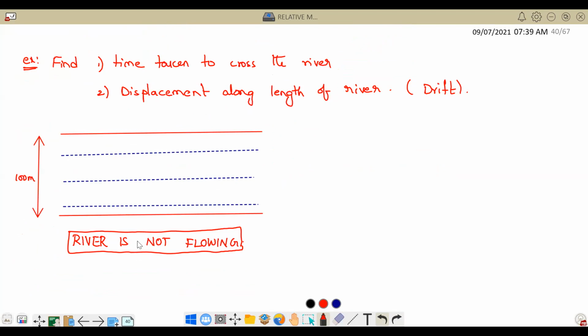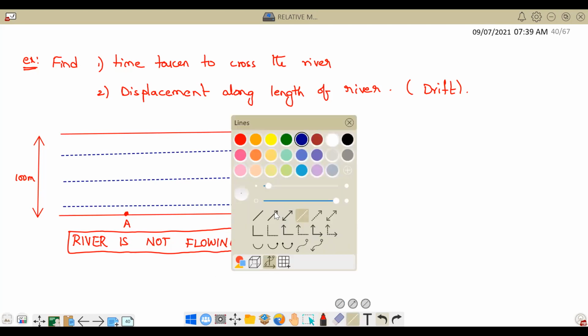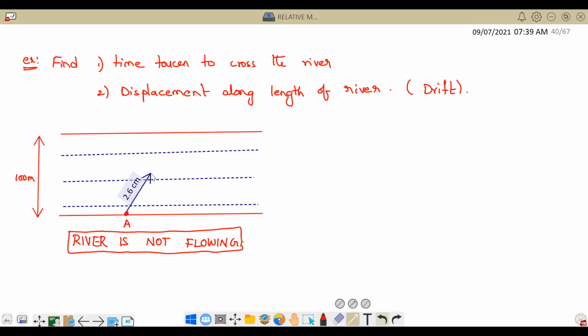Now there is a man, here let us say at some point A. He is moving with some velocity v like this. Since the river is not flowing, whichever direction he is headed, he will go to that point only. Suppose if he is headed in this direction, then he will reach exactly here.